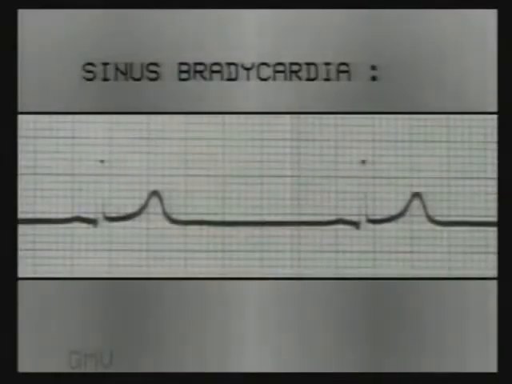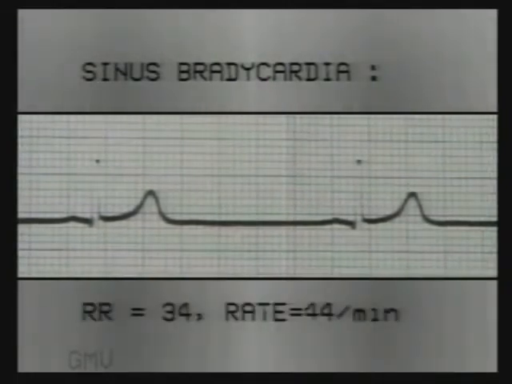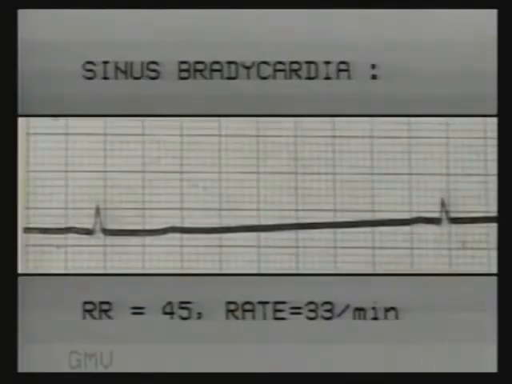In such a case, if the heart rate is below 60 per minute, that is RR interval is more than 25 small squares, it is termed sinus bradycardia. In this ECG, the RR interval is 34 millimeters. So the heart rate is 44 per minute. P wave, PR interval and QRS are normal, indicating sinus rhythm. So this is sinus bradycardia.